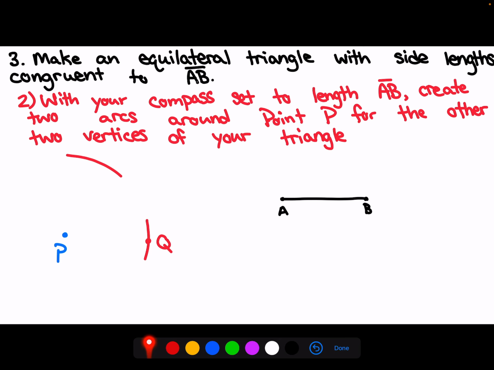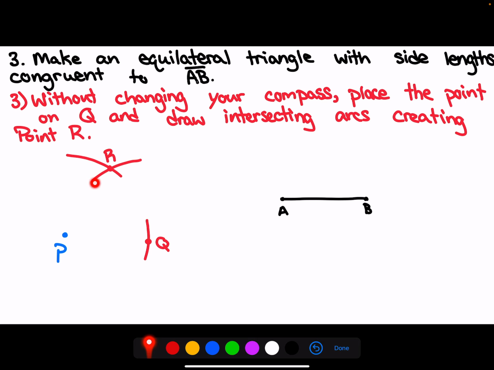Next, I'm going to take the point of my compass, and I'm going to place the point on point Q now. And I'm not going to change the distance of my compass. With the point now on point Q, I'm going to create an arc to intersect the upper arc here. So we now have these two intersecting arcs. I'll label that intersecting point as point R.